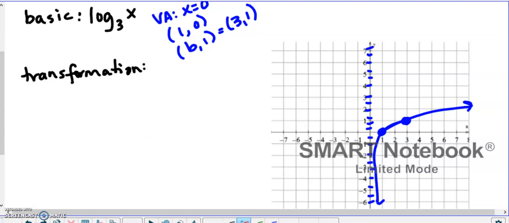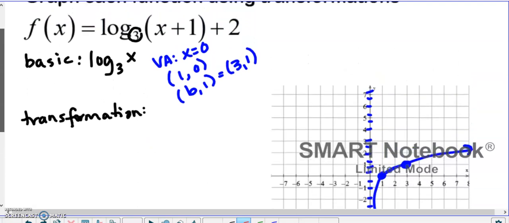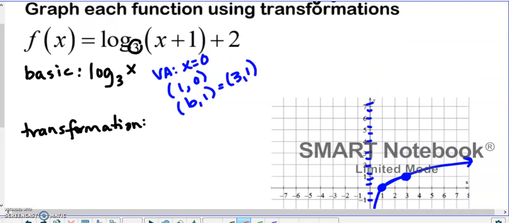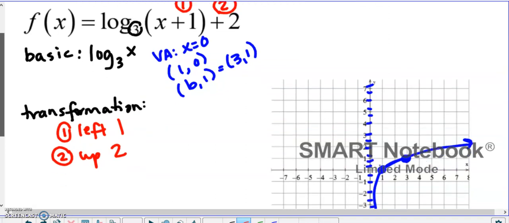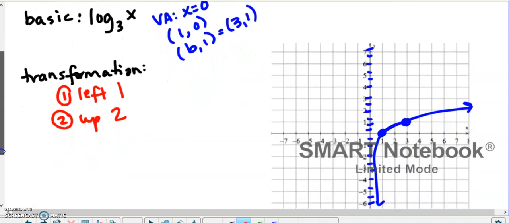So there's our logarithmic growth. So then we have two transformations here, plus 1, plus 2. The plus 1 inside is a horizontal shift, so it's going to go left. And the plus 2 is a vertical shift, so it's going to go up 2. So you try that with yours, and I'll try that with mine.